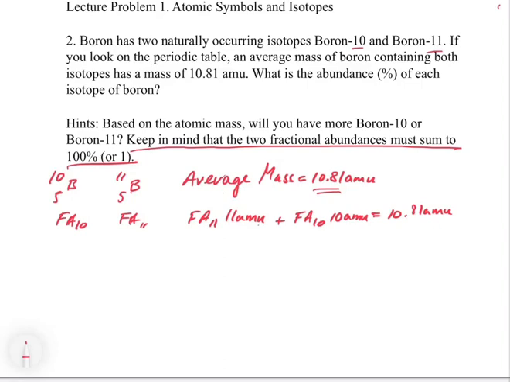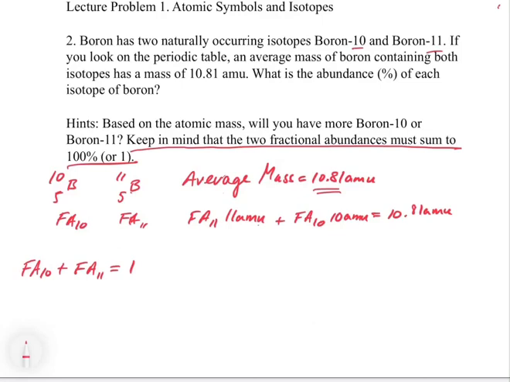In essence, what we're saying here is no matter how much boron 10 and boron 11 we have, the whole sample can only be made up of 100% of the two, right? If we have 50% boron 10, then we have to have 50% boron 11. If we have 40% boron 10, then we have to have 60% boron 11. They're locked into that conservation of mass type situation. So the fractional abundance of 10 plus the fractional abundance of 11 has to add up to 1, meaning all of the isotopes add up to 100%.